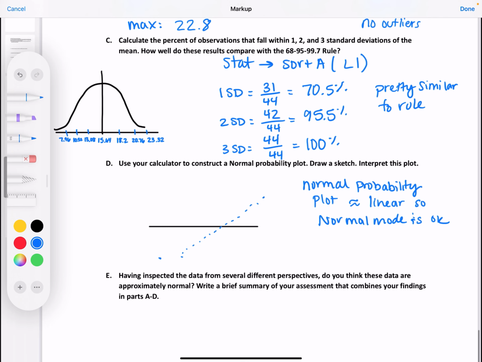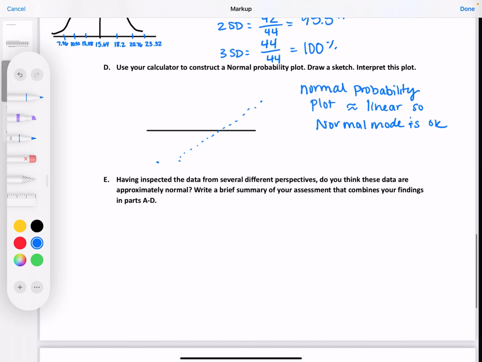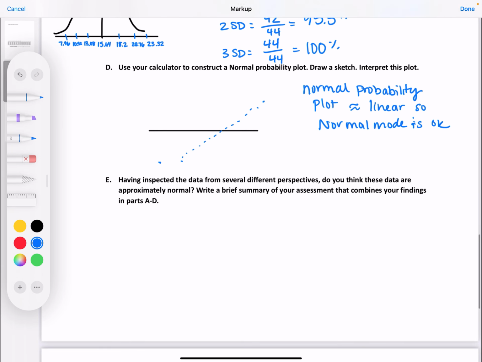We have 3 minutes. All right. So, having inspected the data from several different perspectives, we've seen the empirical rule, we've seen the normal probability plot, and we've looked at the histogram. Do you think these data are approximately normal? Yes. Write a brief summary of your assessment that combines your findings from part A to D. So yes, approximately normal.